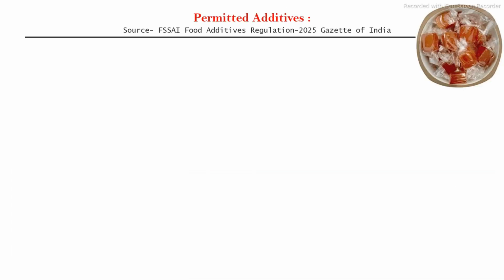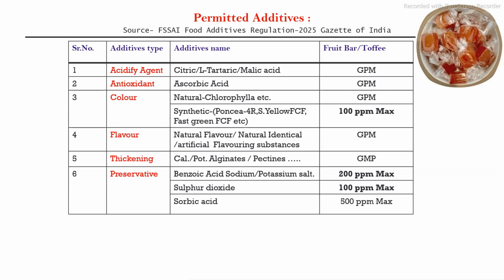The main additive requirements for fruit toffees: the additive requirements for fruit toffee and bar are similar, including acidulant agents, antioxidants, flavoring, and thickening agents. These are the examples. And preservatives are added, of which any one single preservative can be added to the product. The maximum limits are given for these.